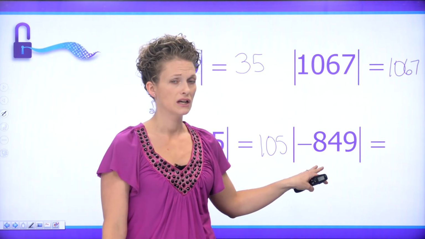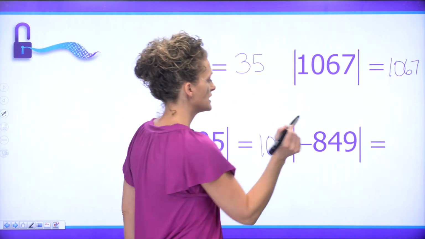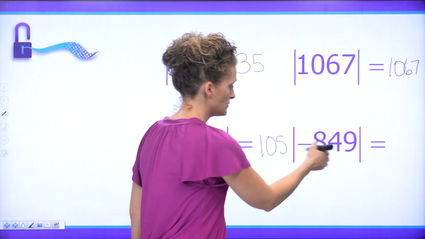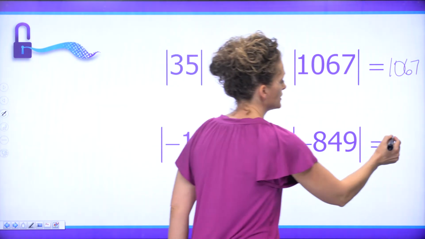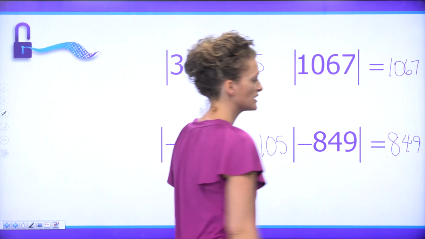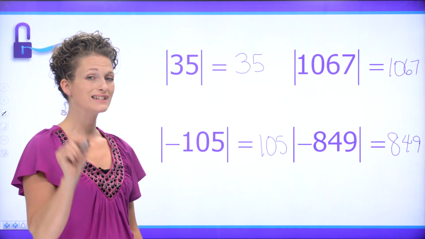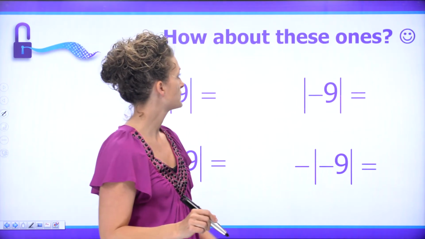-849, again, it's kind of a large number. Does it matter? No, it doesn't matter. This negative goes in between the parallel bars. When you find the absolute value, it is simply the positive value. Because remember, we're talking about distance from 0. That's what absolute value is.